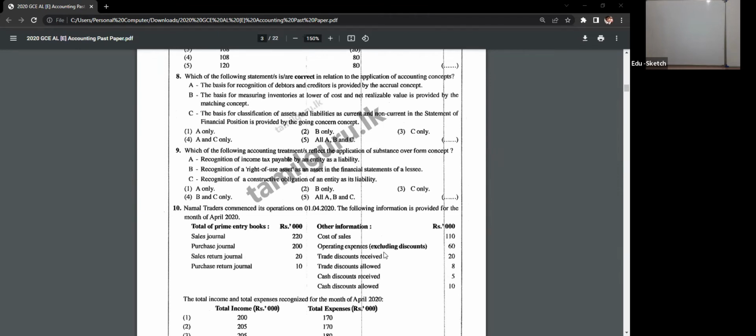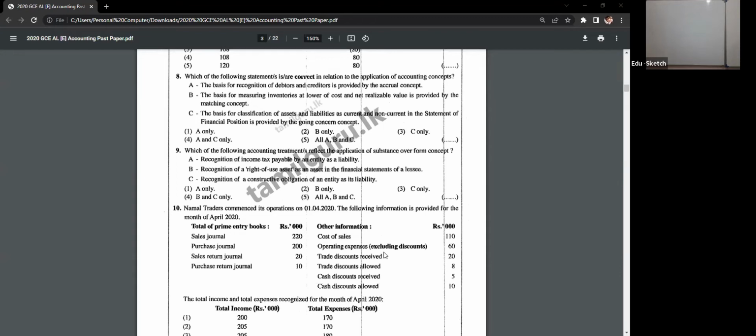You should record. Accrual concept again. Due according to accrual concept, we should record the income which is received or not received, the expense which is paid or not paid. We should record in financial statements.